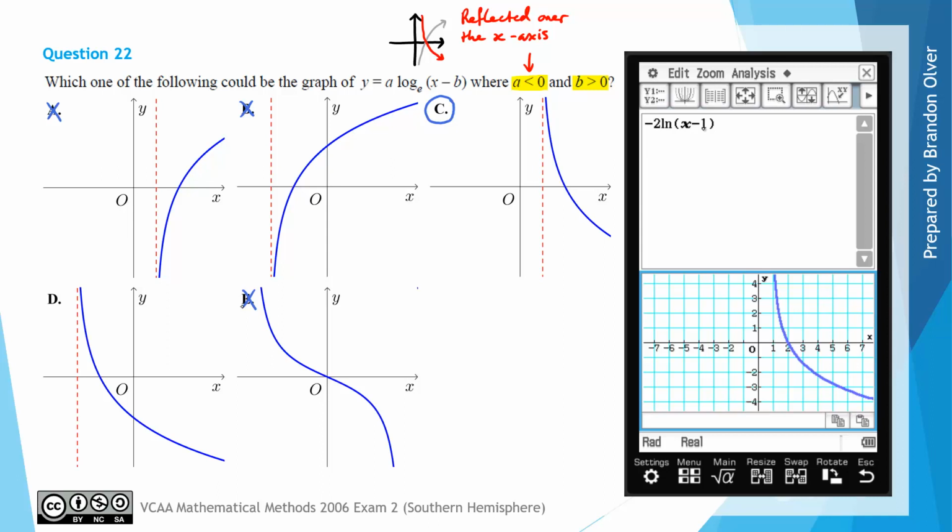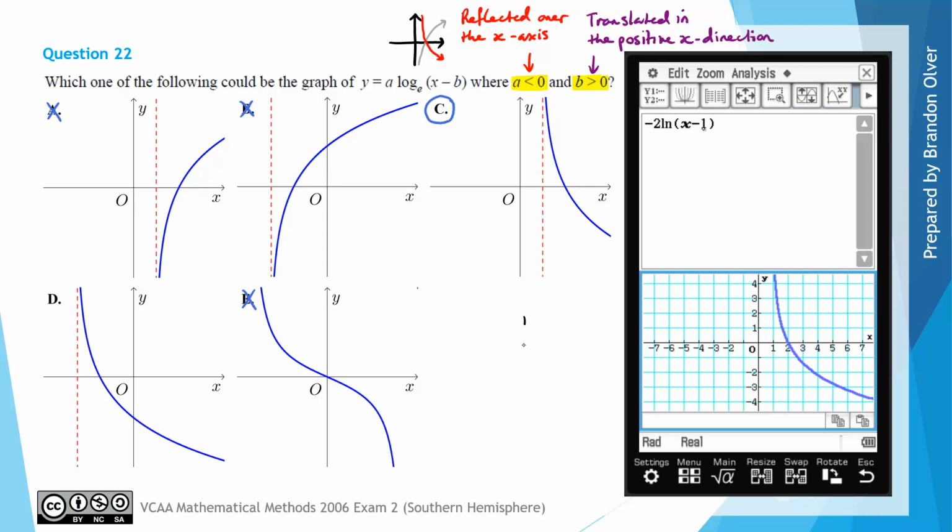is whether the graph is translated in the positive x direction or translated in the negative x direction when b is a positive number. So this here is b is a positive number, so that means we'll have x subtract a number in there. There'll always be x minus a positive number. And we know that that results in a translation in the positive x direction when it's x subtract something.